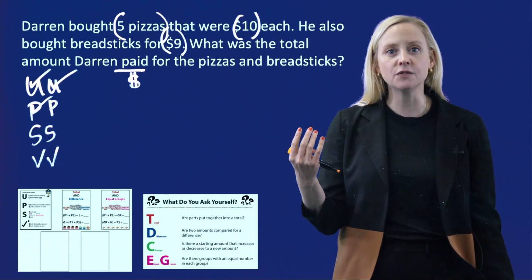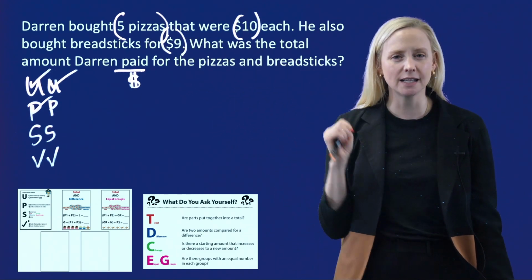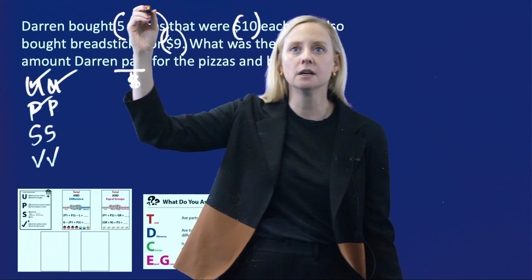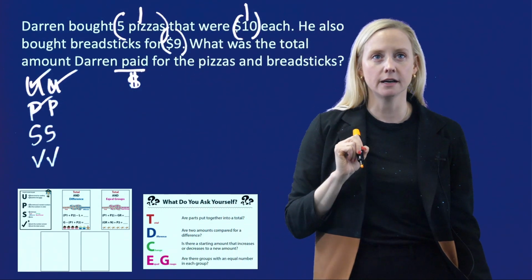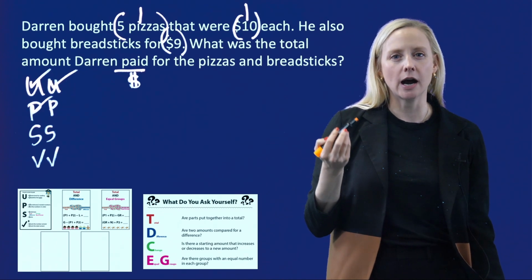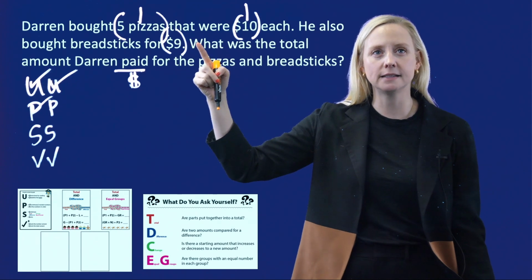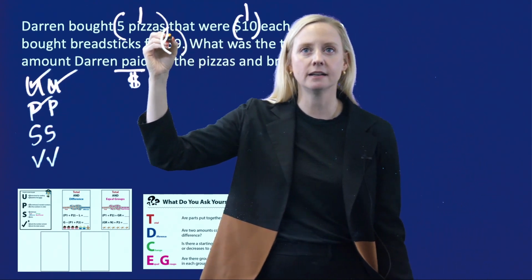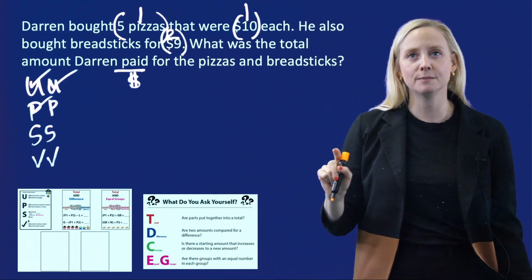So first I need to figure out how much money Darren spent on pizza. He bought 5 pizzas and each of those pizzas were $10. So I'm going to put a 1 above these 2 numbers here because those are going to help me figure out how much money Darren spent on pizzas. But he also bought breadsticks, and that's what's happening second. We have to figure out the total amount he spent on the pizza and the breadsticks.